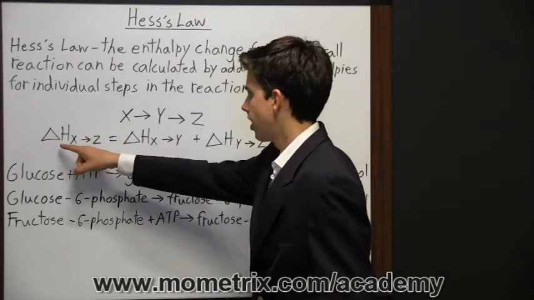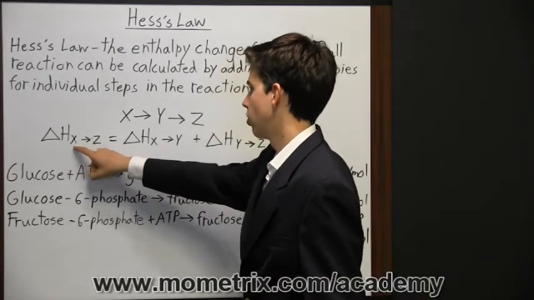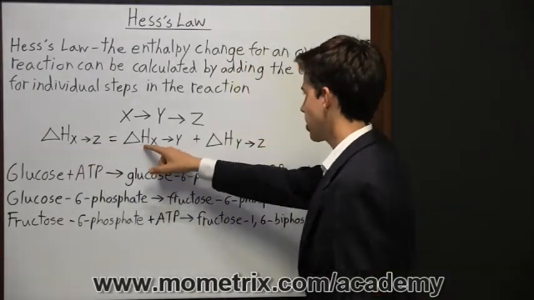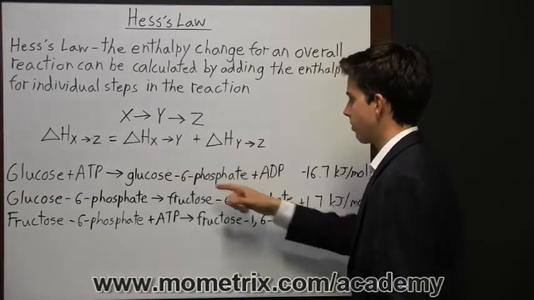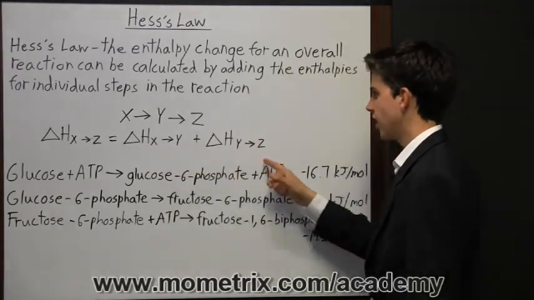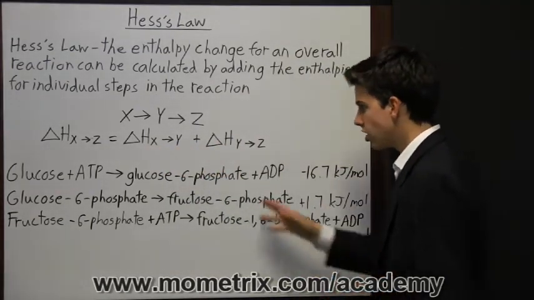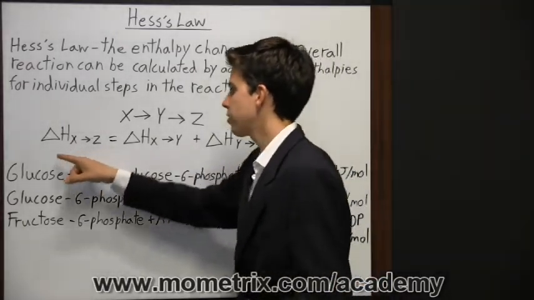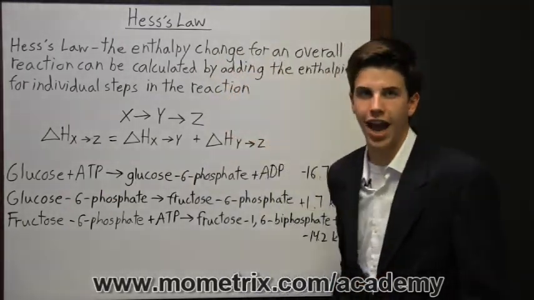So here, we're trying to find the change in enthalpy for the overall reaction, and then we have the change in enthalpy for the individual steps, X changing to Y and Y changing to Z. So by adding those together, we get the enthalpy change for the overall reaction.